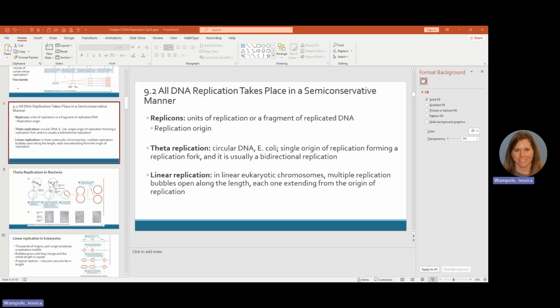Usually our origins are AT rich. So that doesn't mean there are no C's and G's. It just means there's a high concentration of A's and T's. Sometimes it means that you get a small segment that is only A and T. And this is because there are only 2 hydrogen bonds that connect adenine and thymine.